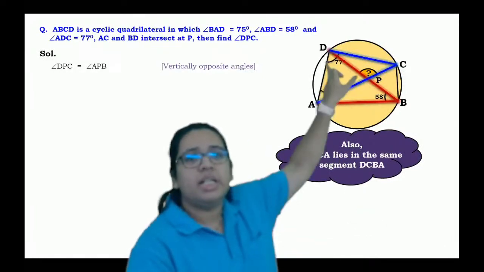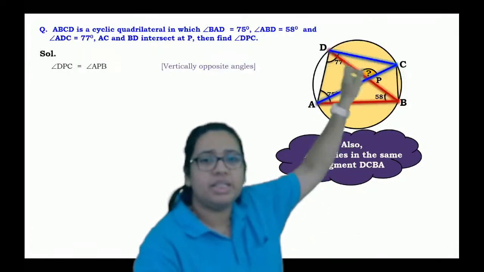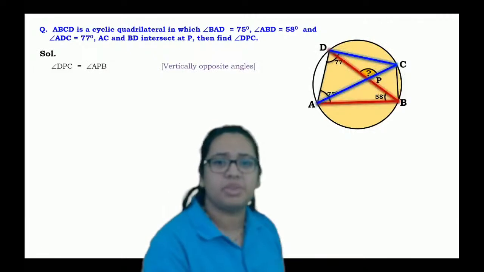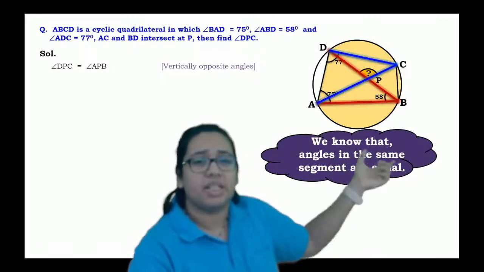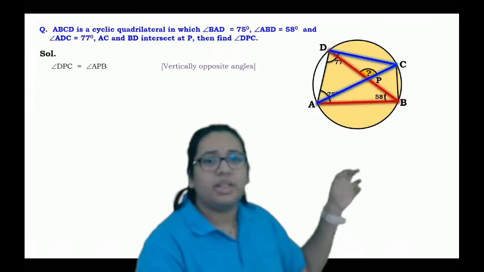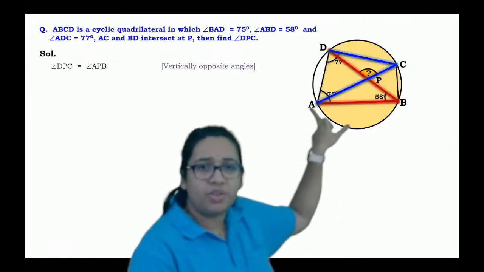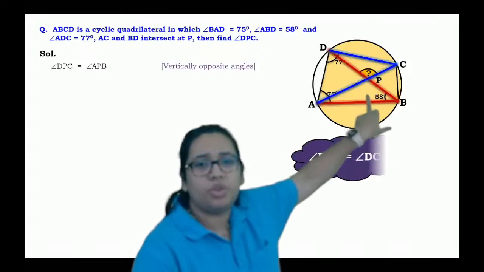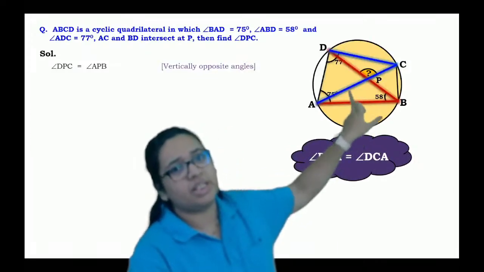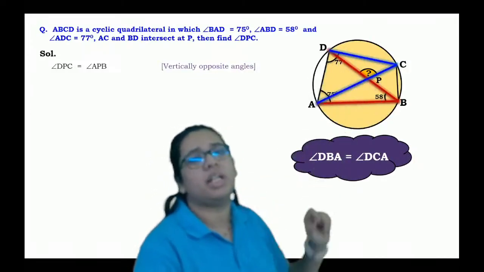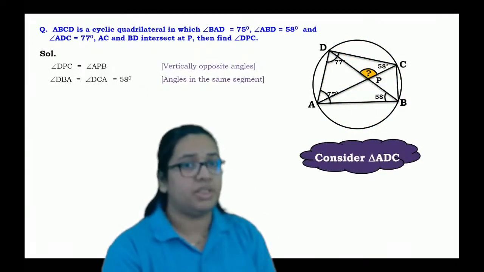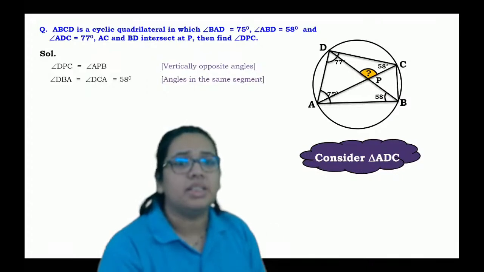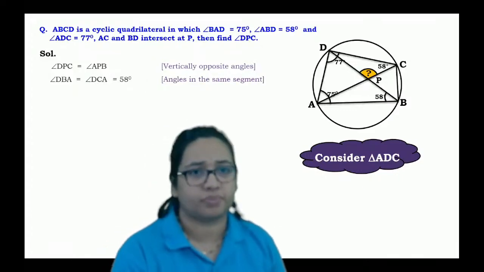as well as DCA lies in the same segment. So we know that angles in the same segment are equal. It means that if the given angle ABD is equal to 58, then we can say that measure of angle DCA will be also 58 degree. What will be the reason for it? Angles in the same segment.